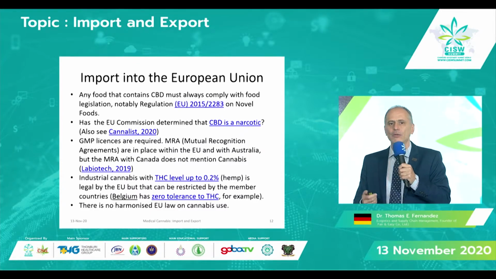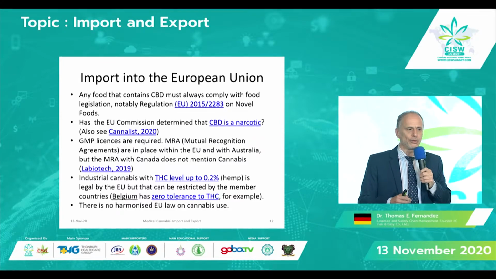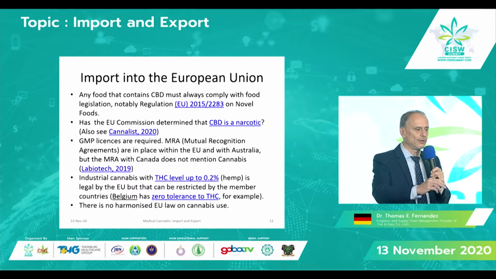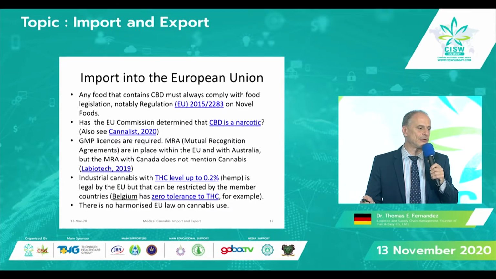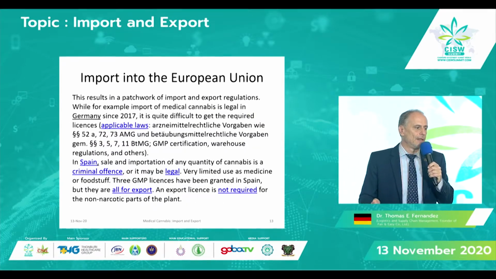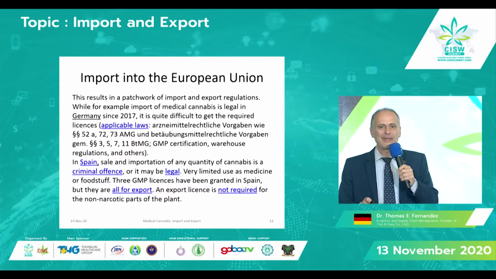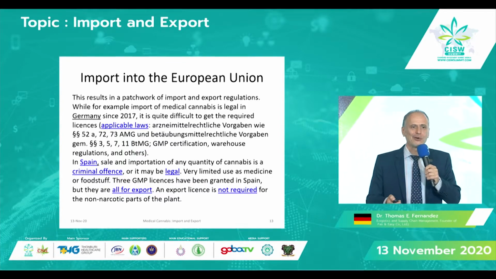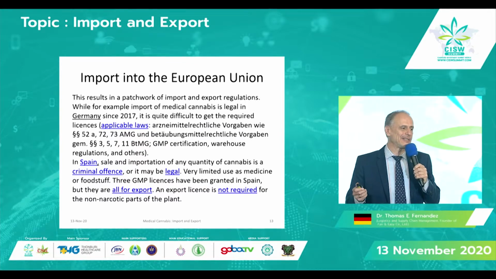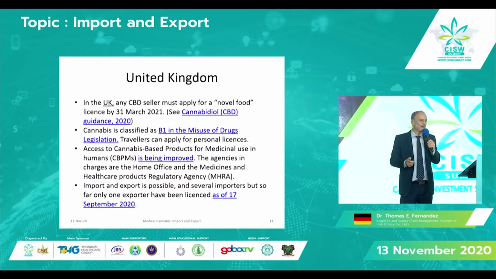Industrial cannabis, which is hemp, will be up to 0.2% according to the EU. But not every country. Belgium has a zero tolerance. This slide is an example of Germany. You see a long list of laws you have to follow. So Germany allows medical cannabis, but you have a lot of regulations to follow.